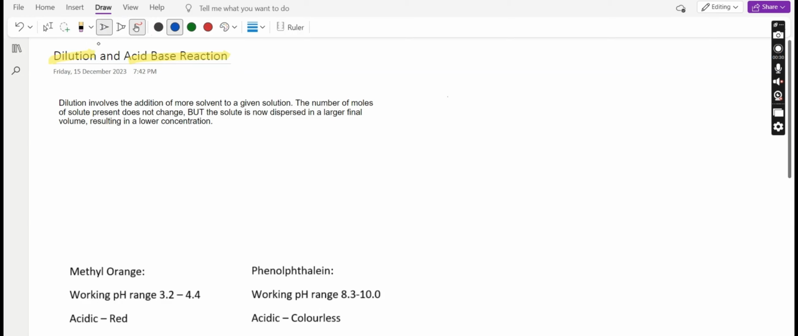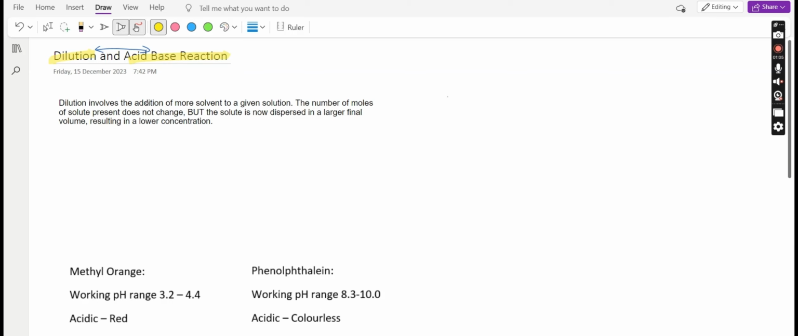So the reason why I decided to group these two together is because although they are different ideas, they usually go hand in hand in questions, in calculations and also in your practical. So here I have an explanation of dilution. You can read it and attempt to understand. If you don't, it's okay. I'll be going through some diagrams with you later on.